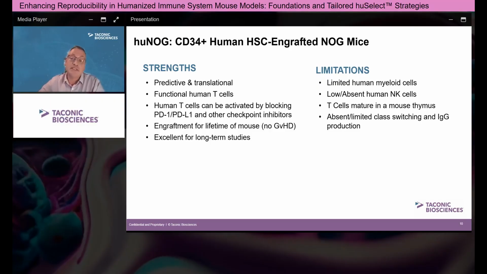Now, despite this, there are some limitations. There tend to be very limited human myeloid cells present. There are either low or absent human NK cells. And as I mentioned, these T cells are maturing in a mouse thymus, so T cell selection is not going to be normal per se, and that does present some challenges. B cells, again, tend to be immature, and we tend to see absent or very limited class switching in B cell maturation.